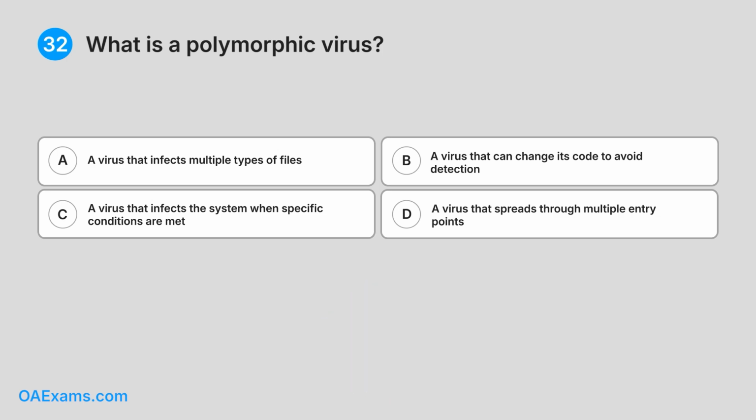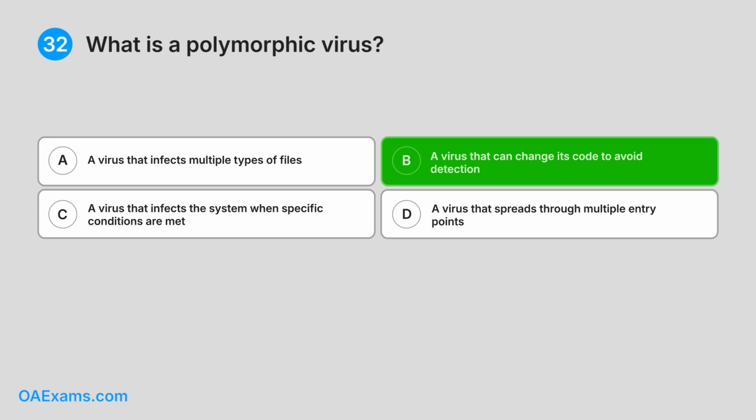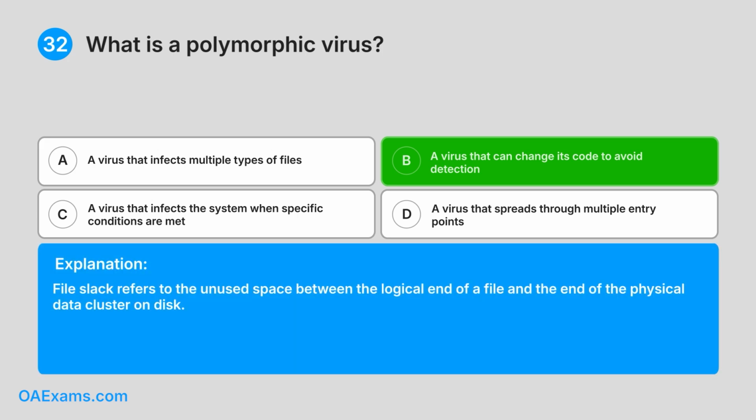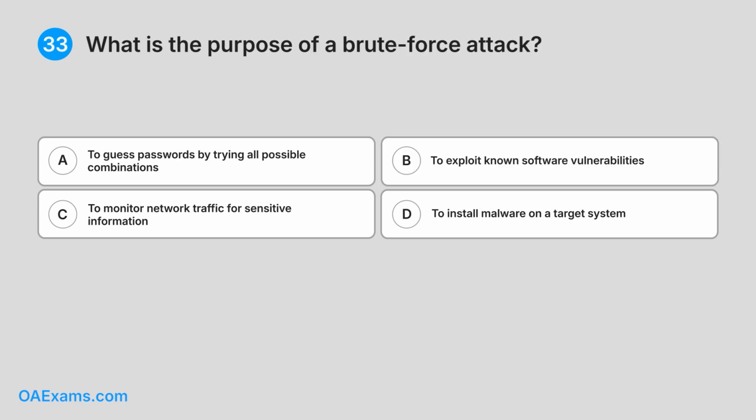Correct answer: B. A virus that can change its code to avoid detection. Explanation: A polymorphic virus can modify its code or appearance to evade detection by antivirus software, making it harder to identify and remove. 33. What is the purpose of a brute force attack?